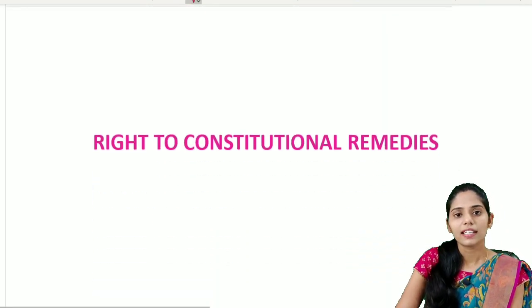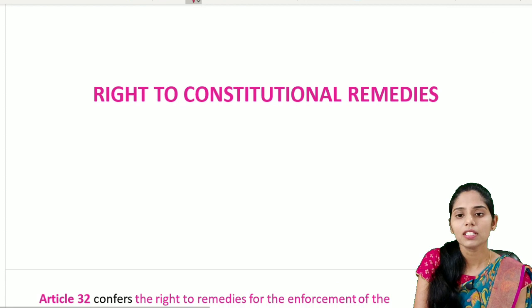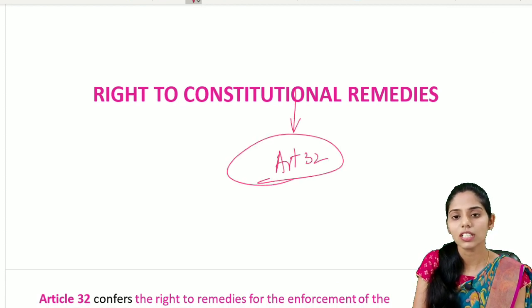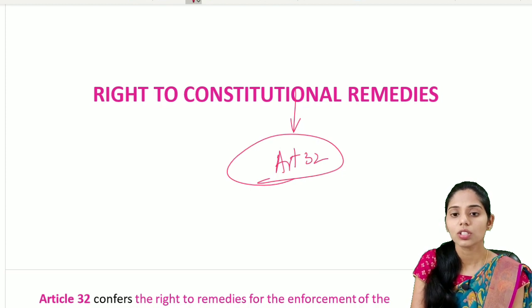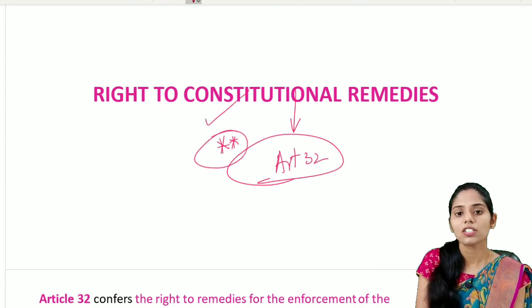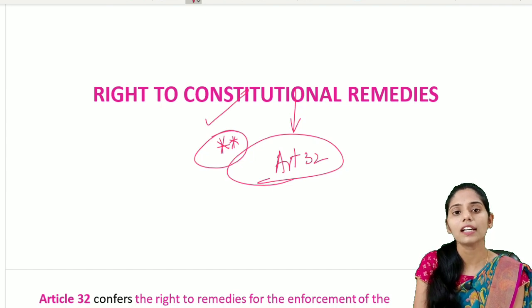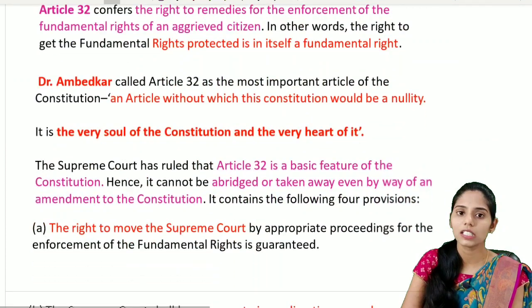So let us see the next article, that is the right to constitutional remedies. In our constitution, Article 32 talks about this right to constitutional remedies. So this is one of the important things, because Dr. B.R. Ambedkar said that this right to constitutional remedies is the heart and soul of the fundamental rights. So let us see about this Article 32.